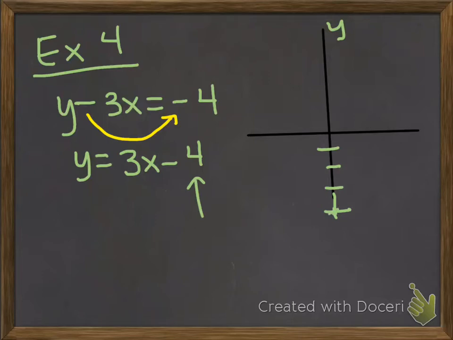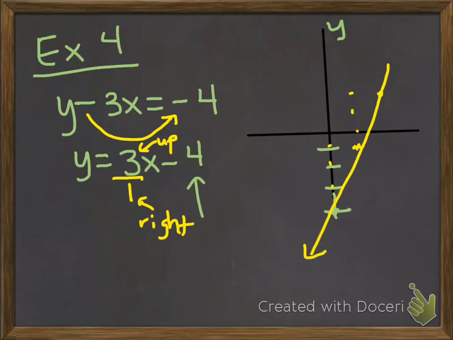And then the slope is 3. To make that into a fraction, we just put it over 1. So 3 over 1. So that's up 3 and to the right 1. So from the negative 4, we're going to go up 1, 2, 3 to the right 1. Okay, and then we're going to draw our line. Arrows on both ends because they go forever in both directions.